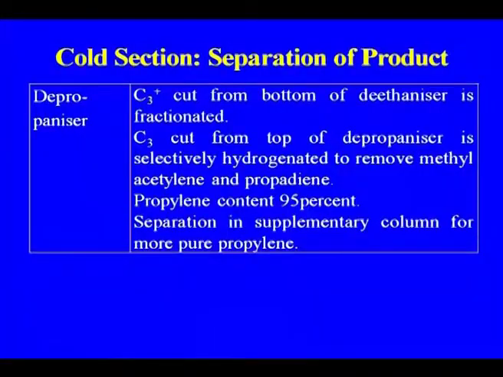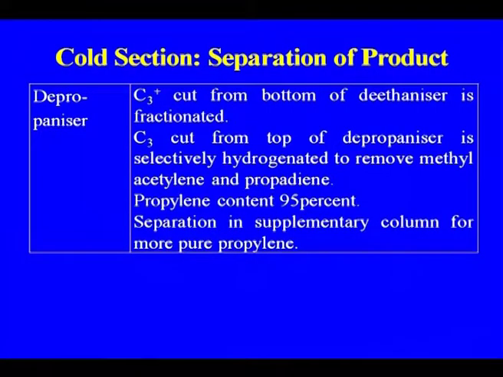So, in the depropanizer, the C3 cut from the bottom of the deethanizer is fractionated. The C3 cut from the top of the depropanizer is selectively hydrogenated to remove the methyl acetylene and the propadiene. This is what we are doing in case of the deethanizer also. The ethylene stream is going for the selective hydrogenation of the acetylene compound.